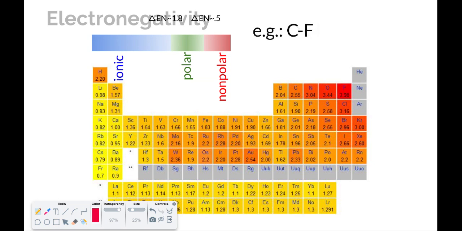Here's a C-F bond. The electronegativity difference between 3.98, which is fluorine, and 2.55, which is carbon, is 1.5, and 1.5 is in that polar zone. As it turns out, anything that's covalently bonded to fluorine, in other words any nonmetal bonded to fluorine, is going to result in a polar bond, because fluorine's electronegativity is much higher than any other electronegativity.